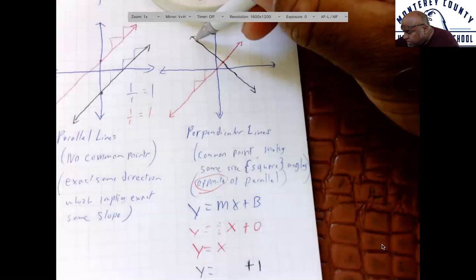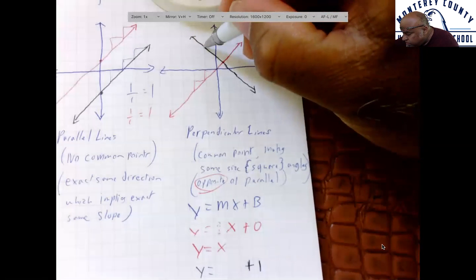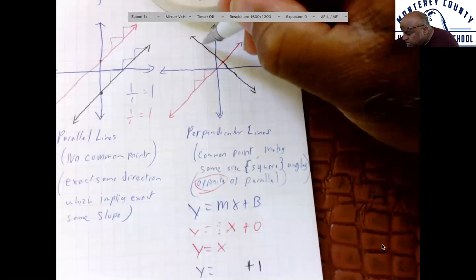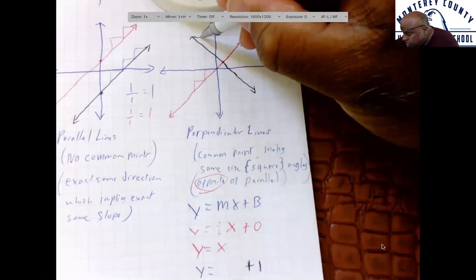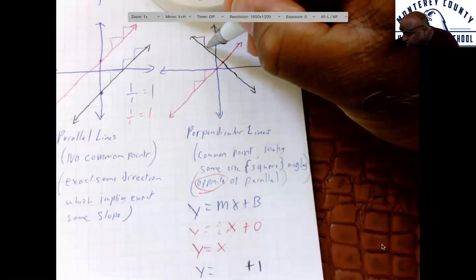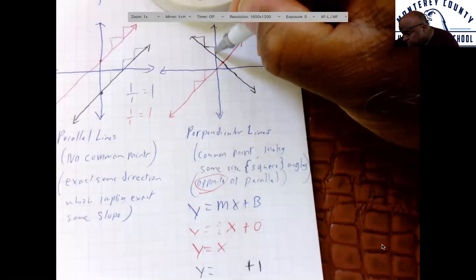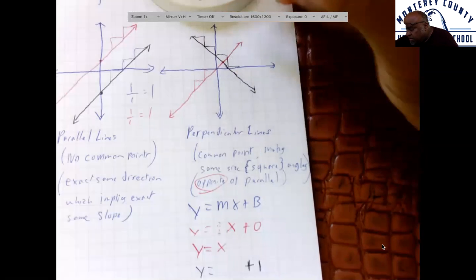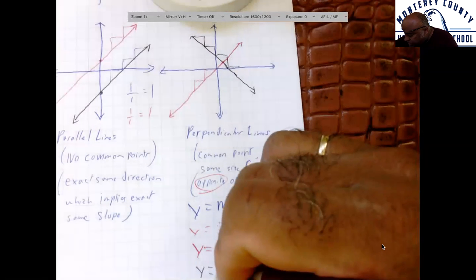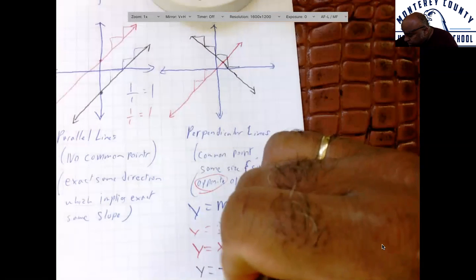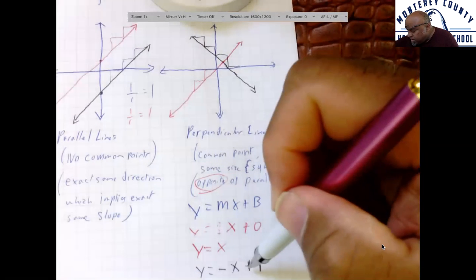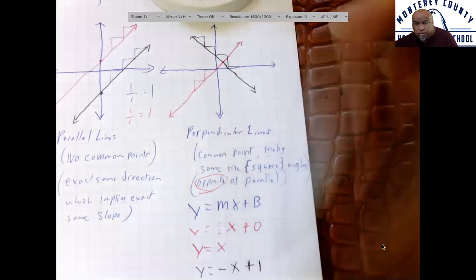Now, let's take a look at the slope. So its slope is negative, okay, because it's going down from left to right. So let's take a look. 1 down, 1 over, 1 down, 1 over. Rise over run. So that would be negative 1. So I would write it as y is equal to negative 1x plus 1.